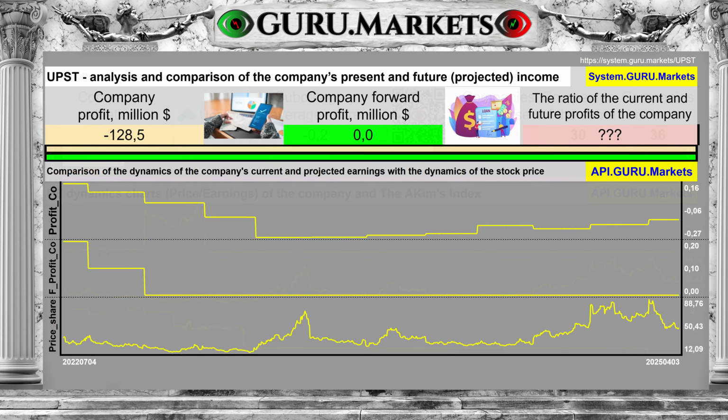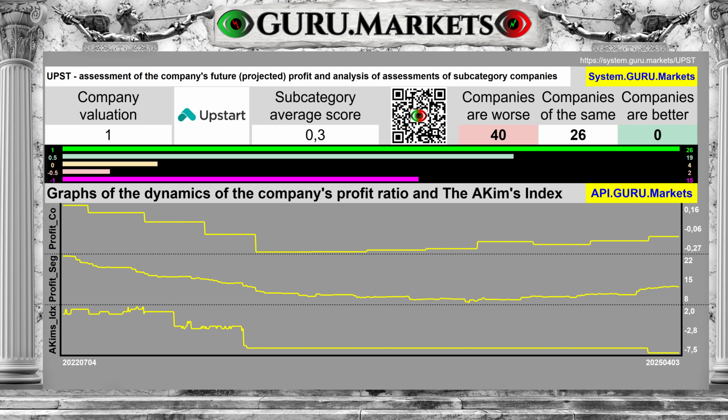Profit for the last 12 months was minus $128 million. Projected earnings for the next 12 months are unknown, and this is negative for the company. Assessment of expected future profit indicators in comparison with the subcategory: good, 1 point.